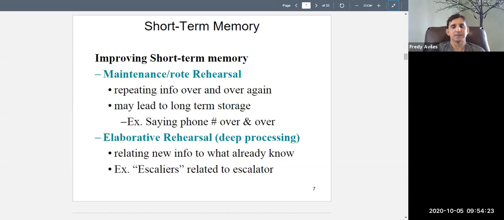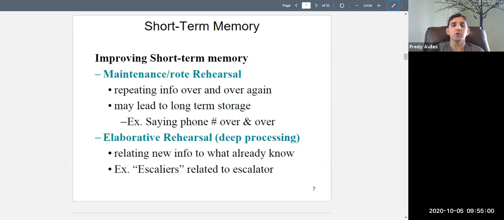Now, maintenance rehearsal is not a very good way to get things into memory. It takes too long. To get something into long-term memory with maintenance rehearsal, you have to repeat something hundreds of times, thousands of times. It takes hours and hours. It is not a good strategy. And by the way, that's exactly what some of you are going to try to do when you take your exam. You're going to study and look at your homework questions over and over again, trying to remember them. If you're really going to do that, you better study for hours because it takes a long time to use that strategy.